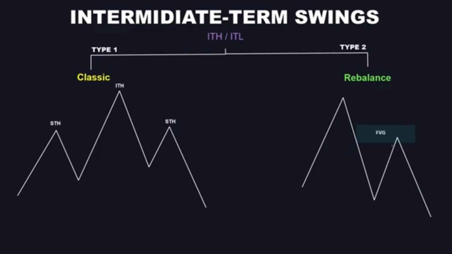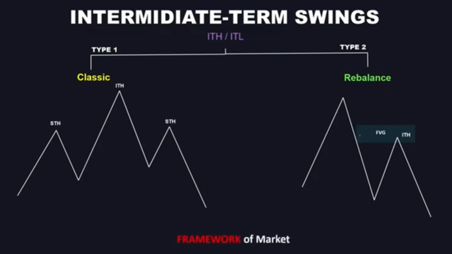We had classic intermediate swings. These are not so important. We have a more important type, rebalanced intermediate swings. Let's see what these are. We had this market. Here, we had a fair value gap. I hope you know what fair value gaps are. In this playlist, I will also make a video on the fair value gap.